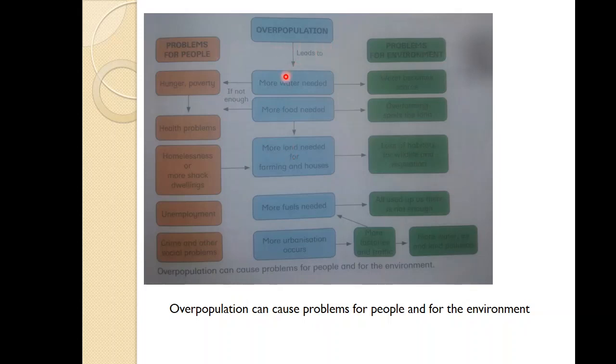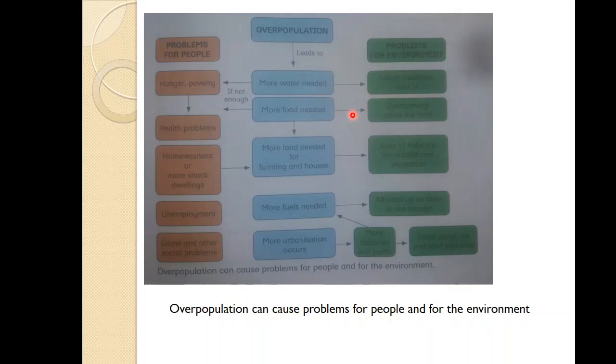Overpopulation will lead to more water needed and also more food. If there is not enough water and not enough food, it can lead to hunger and poverty, which leads to health problems. And also for the environment, when they need more water and there is not enough, water becomes scarce because the people are a lot and they will use up all the water.